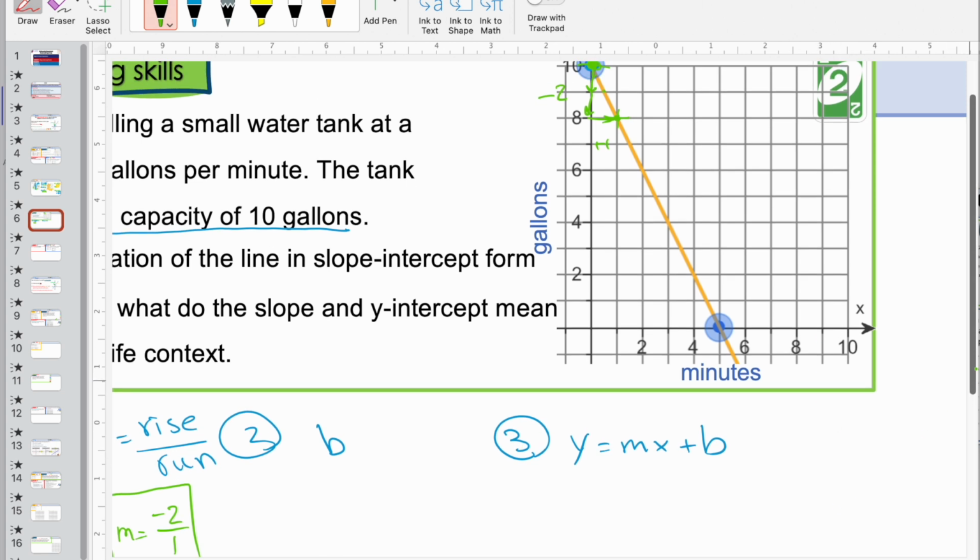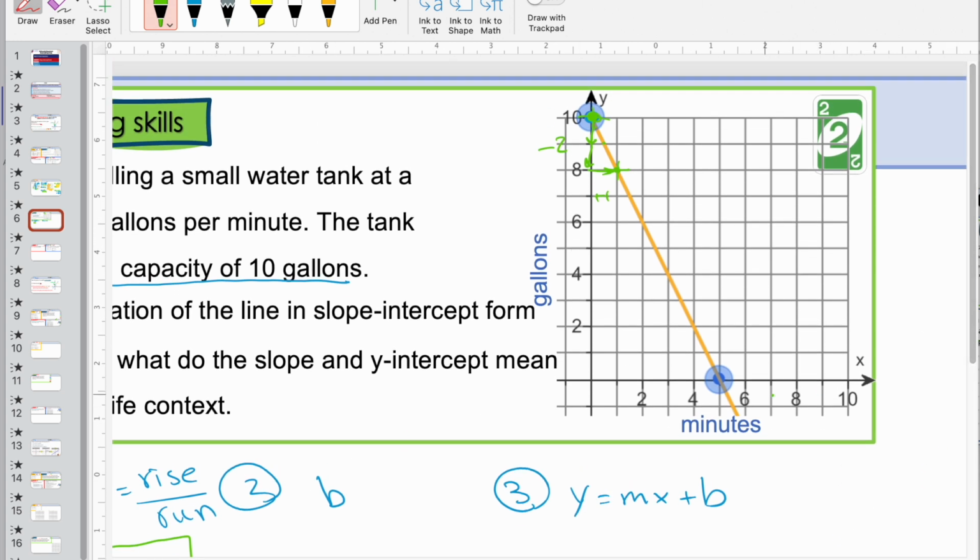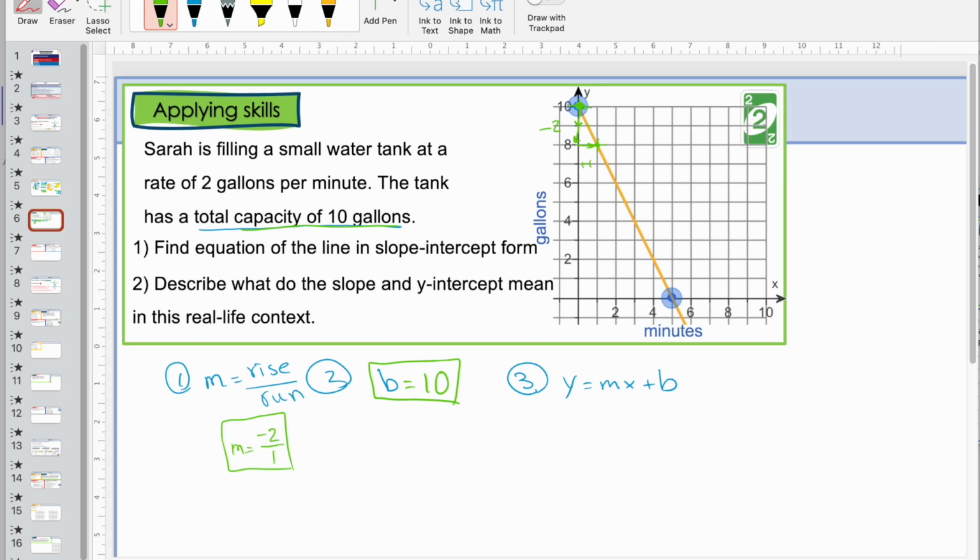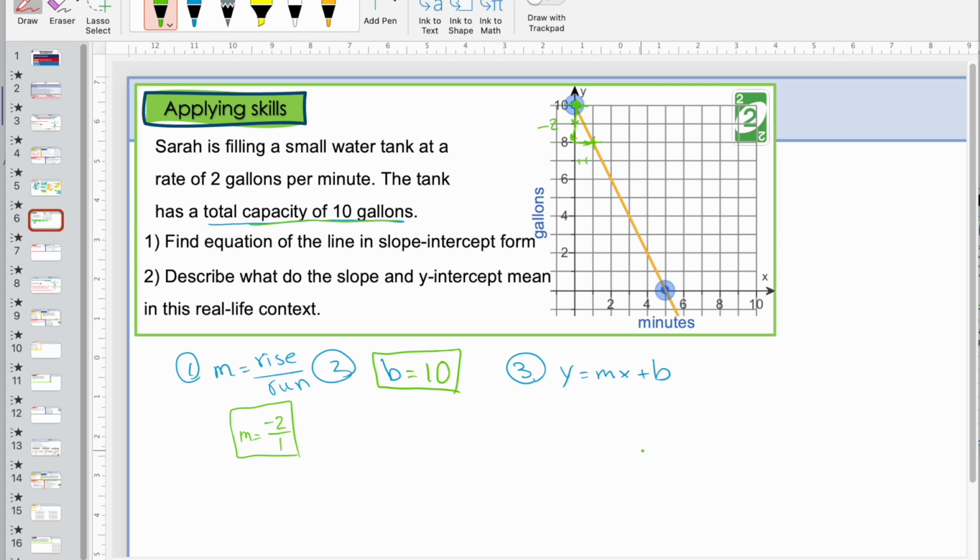B is when my line is crossing the y-axis. It's crossing it at 10, which is the total capacity. In real life applications, the y-intercept usually is the initial amount, or the total amount, or the starting point. Usually in real life situations, this is how it represents the initial start or the total amount.